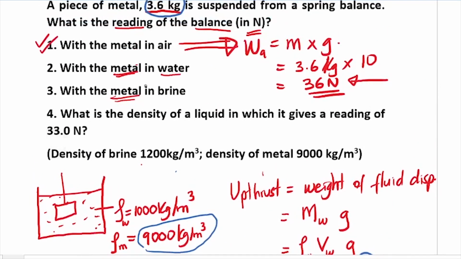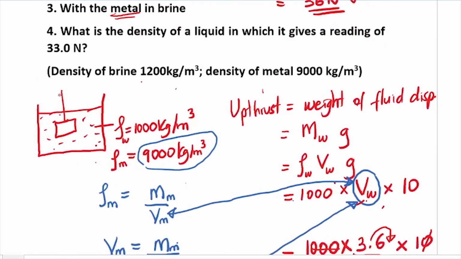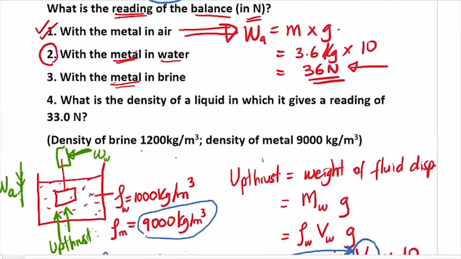What is the reading of the balance in newtons with the metal in water? Like you see in this diagram, when this metal is in water, it experiences a force acting downwards, which is the weight of the metal when it's in air. Then it's going to experience an upthrust force. So if we have a spring balance up here, the reading of the spring balance is a resolution of these two forces. Since the weight in air is greater, it's going to be weight in air minus the upthrust to get the weight when it's in water. And that is what we call the apparent weight in water.